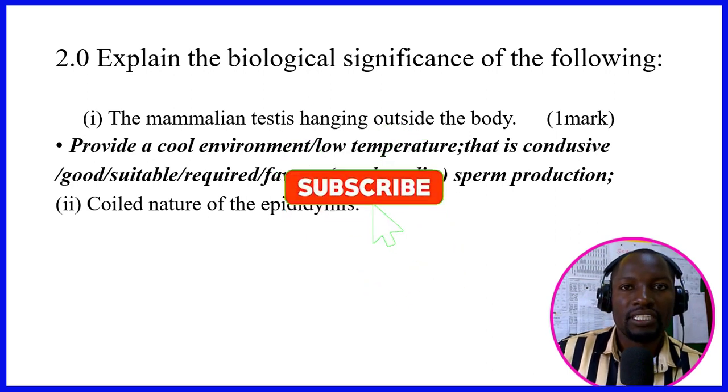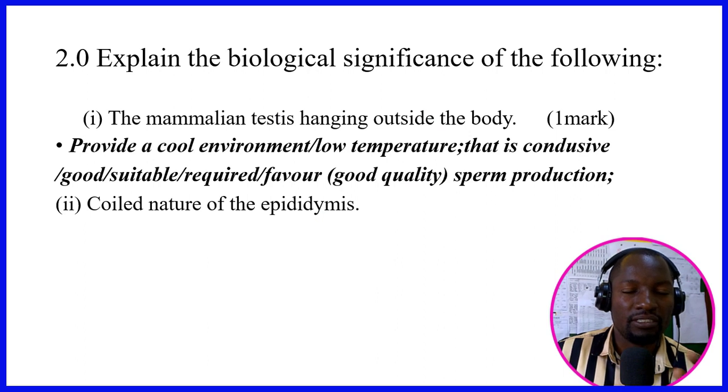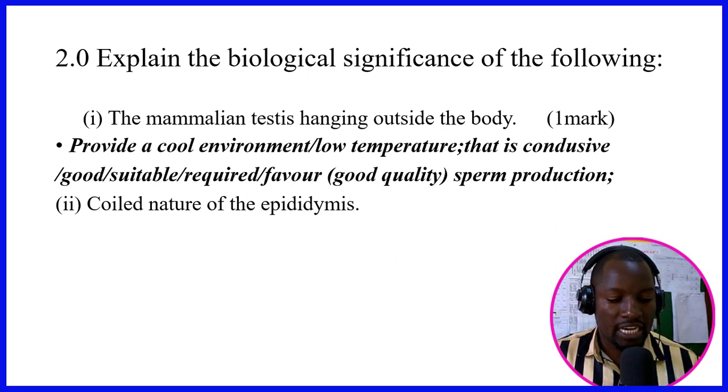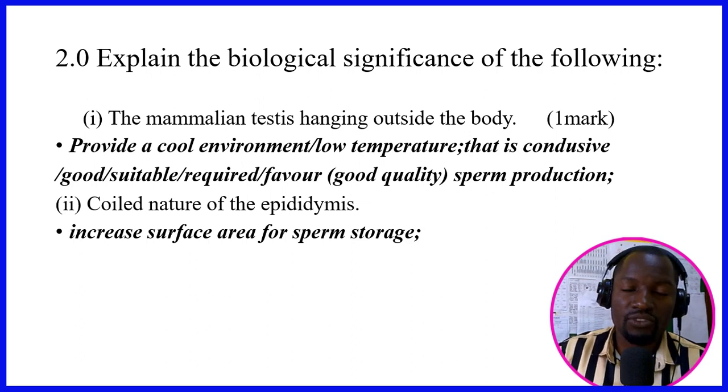Coiled nature of the epididymis. The structure of the epididymis is highly coiled. The reason is that it increases surface area for sperm storage. Remember, sperms are stored in the epididymis, not permanently but temporarily, before they are released, but they are manufactured in the testes.